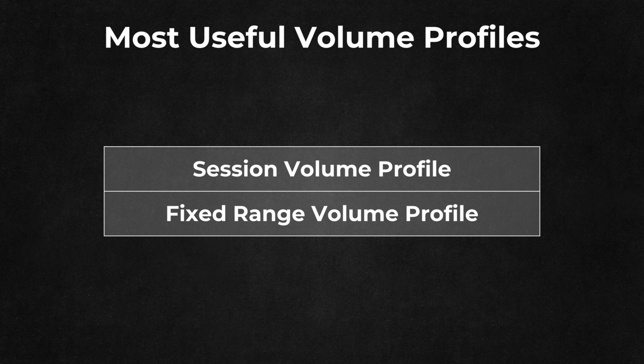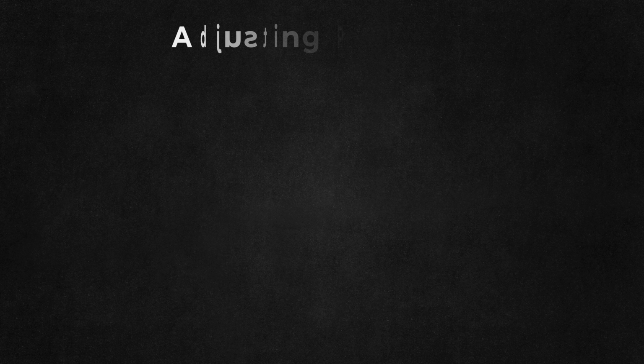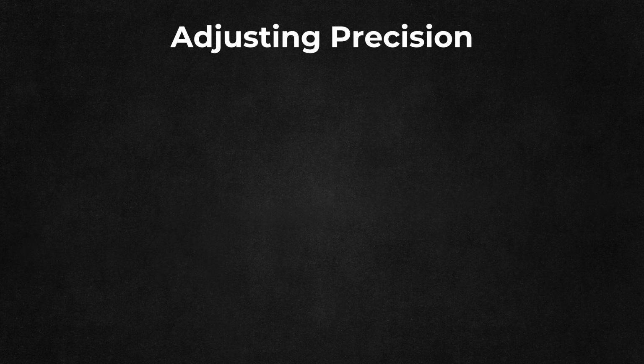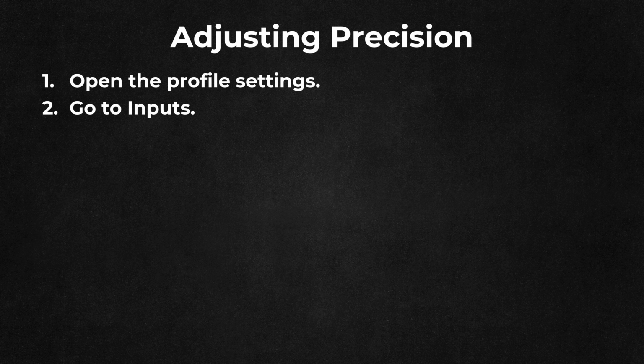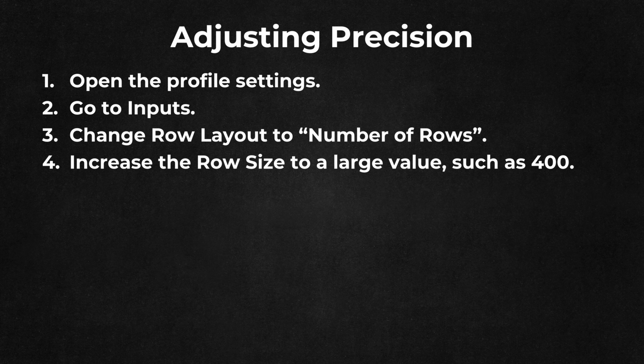To find these tools in TradingView, simply go to Indicators, then Profiles, and select the type of volume profile you want to use. One of the most important settings to adjust is the precision of the profile. The default settings in TradingView tend to produce profiles that are too imprecise. To improve this, open the Profile settings, go to Inputs, change row layout to the number of rows, and increase the row size to a large value such as 400. This significantly improves the resolution of the profile.